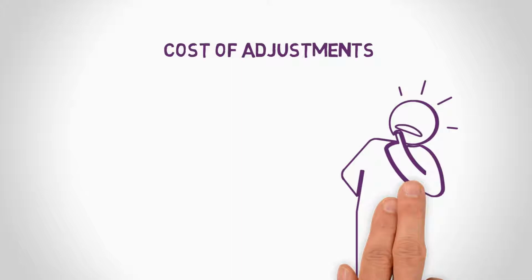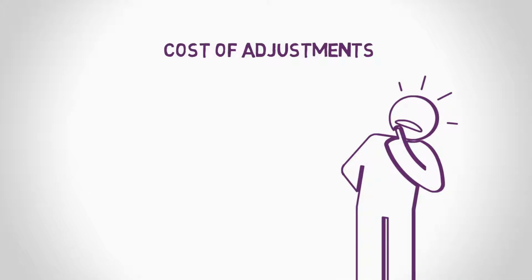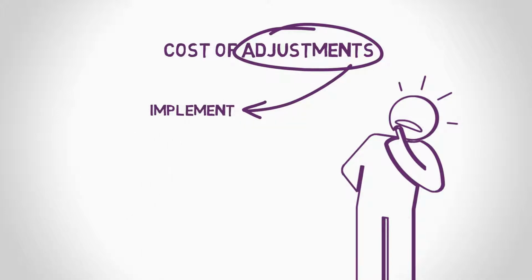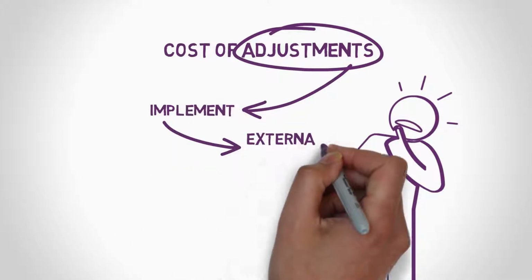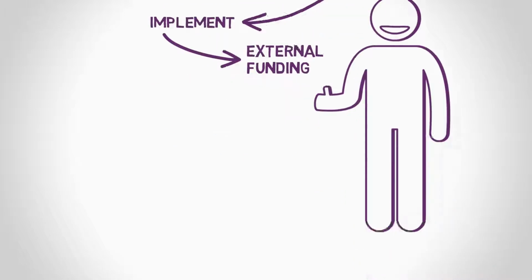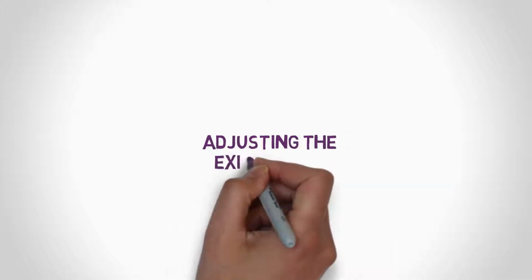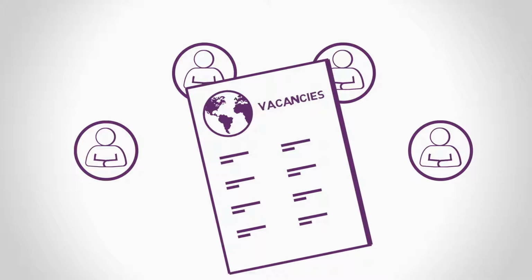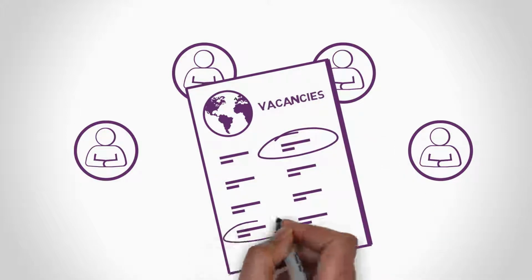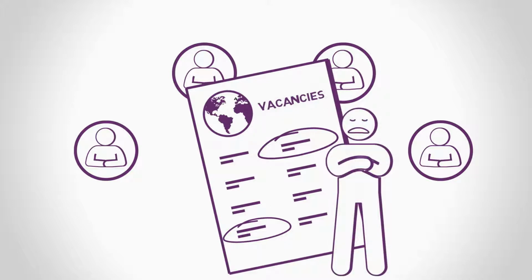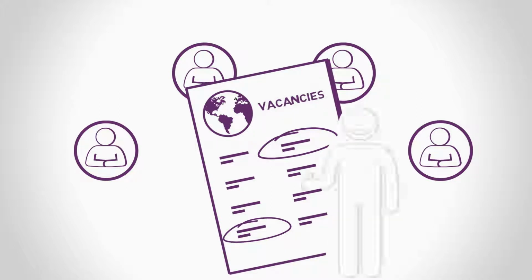Don't let the costs of an adjustment put you off without exploring in more depth. It may still be reasonable to implement such an adjustment, and there may well be external funding available. Again, HR can help you with that. Once you have considered adjusting the existing job, consider the options for different jobs. Get hold of the global vacancy list as your source material. Avoid assumptions that an employee won't want to move departments or locations. Let them consider all the options.